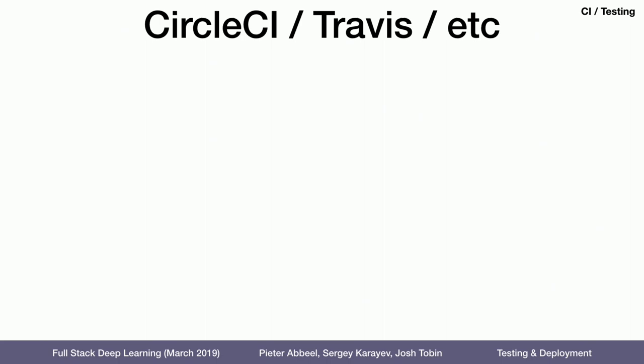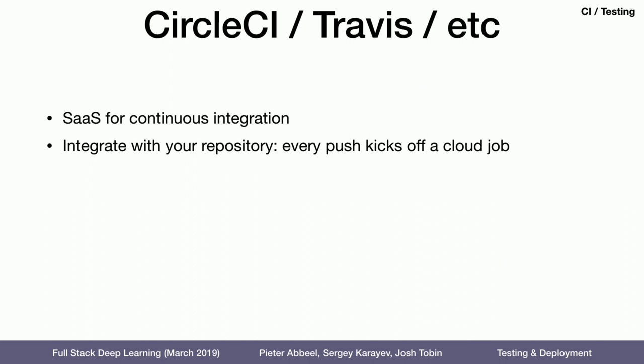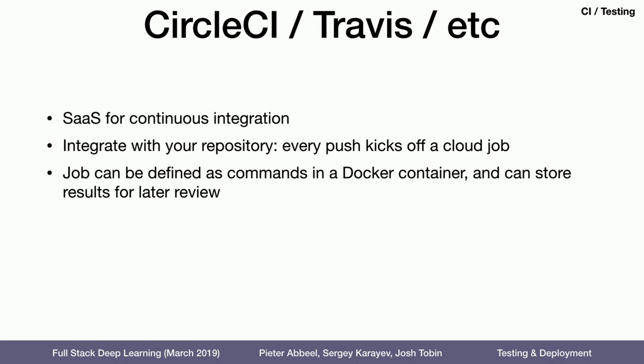And one of the commonly used ones, software as a service, is CircleCI or Travis, stuff like that. They integrate with your repository. So let's say your repository is in GitHub. You can set up CircleCI to hook into your GitHub such that every time you push to GitHub, it kicks off a continuous integration job and then gives you a nice little flag that says build passing or something. This is actually what we're going to do in the lab. And then you define the job as potentially commands in a Docker container. And then CircleCI or Travis or whatever you use is going to store the results of running the tests for your later review. So you can actually go back, and for every single commit to the code base, you can see whether tests passed and stuff like that.